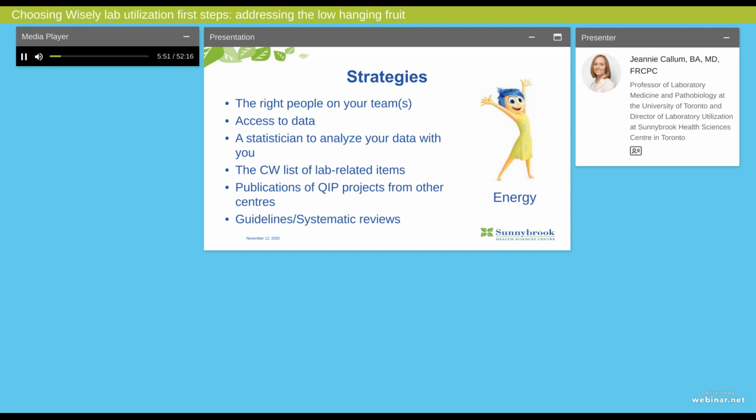And then lastly, say you choose a test, say you're going to focus on vitamin B12 testing, you've got to pull out all the guidelines and systematic reviews about that, so you're certain that you've got really solid evidence to convince your doctors that they can change their lab ordering practice.